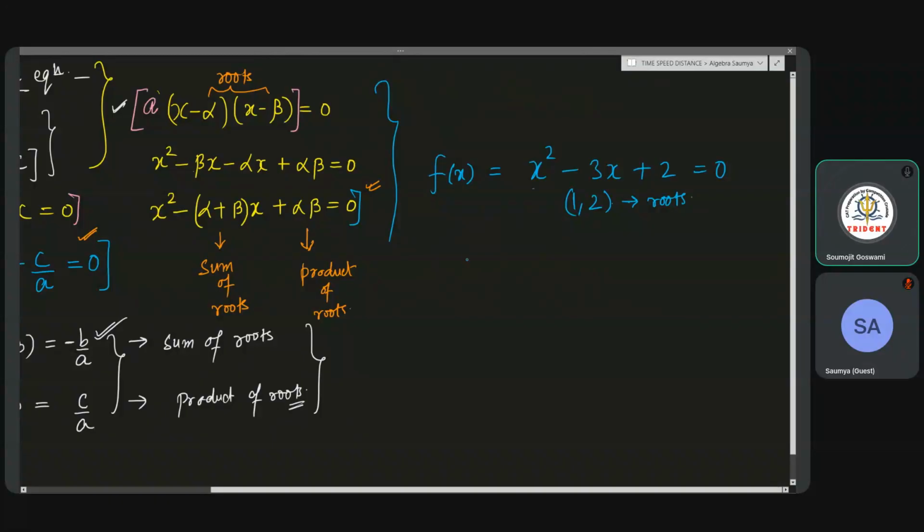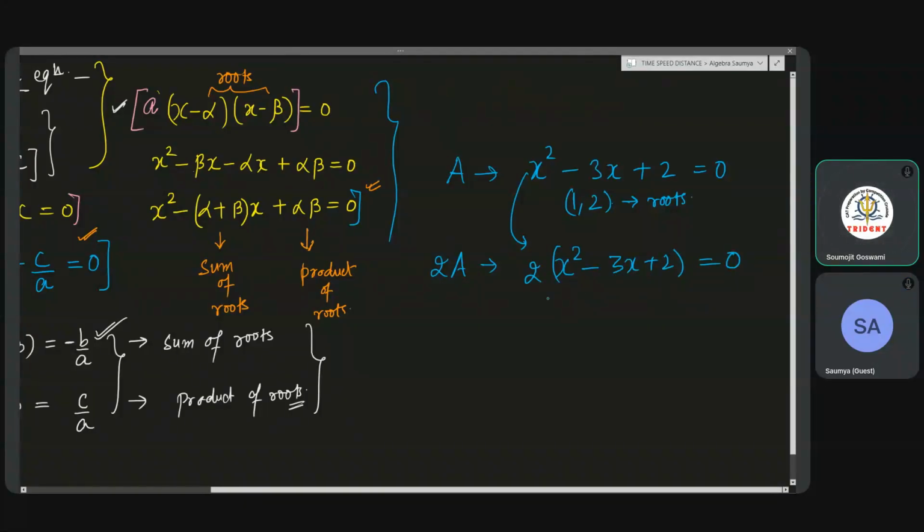Now suppose, instead of writing f x or anything, I'm just representing the first quadratic as a. All I am saying is that if I multiply 2 to this quadratic throughout, what I'm asking you to realize is that for the same x squared minus 3x plus 2, I'm doing nothing, I'm just multiplying 2 throughout.